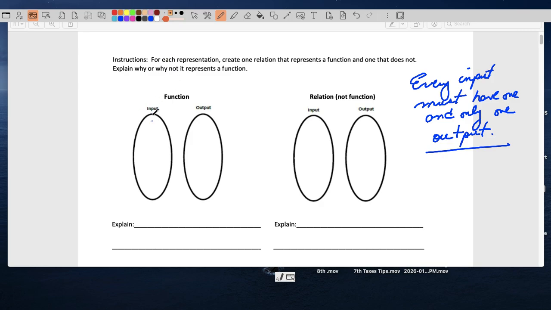I'm going to give you some inputs. So let's say your inputs, or if you want to call them the x values, another name for this is the domain, right? You got to know this too. And these are your range. So they all mean the same thing. So in the input section, I'm going to input the numbers 1, 2, 3, 4.